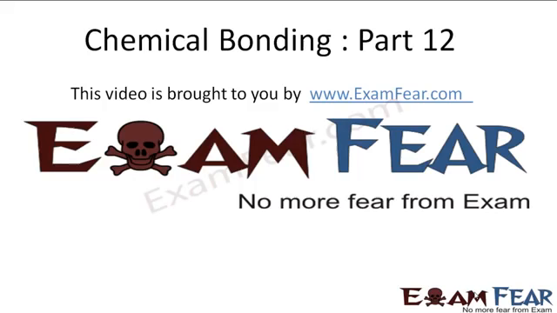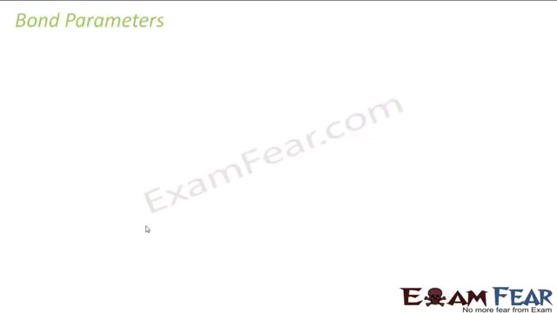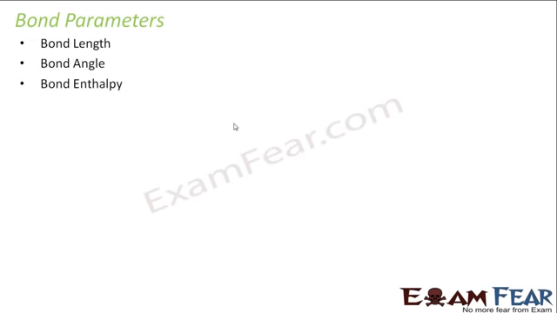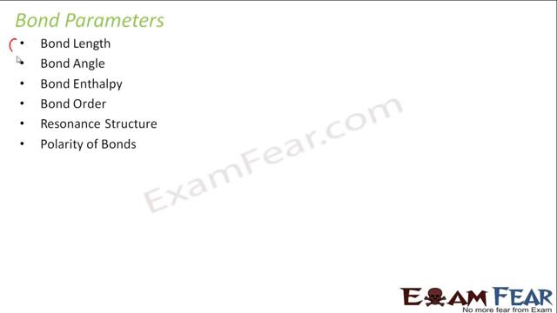Before watching this video, please make sure that you have watched part 1 to part 11. The reason why we studied this is because we'll discuss the bond parameters, the types of bond, which bond is weaker, which is stronger, and all this. So there are some parameters to define the bond. There are bond length, bond angle, bond enthalpy, bond order, bond structure, and the polarity of bonds. These are some of the bond parameters.